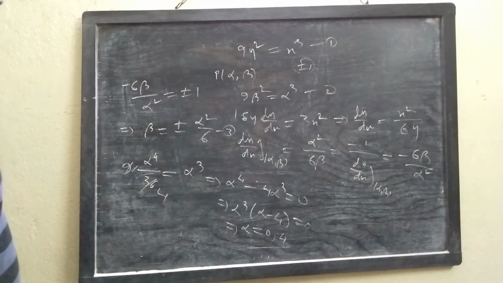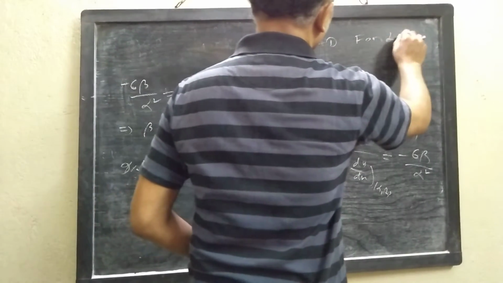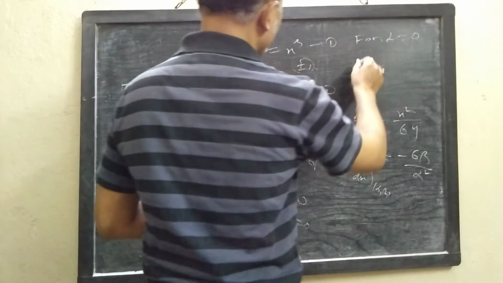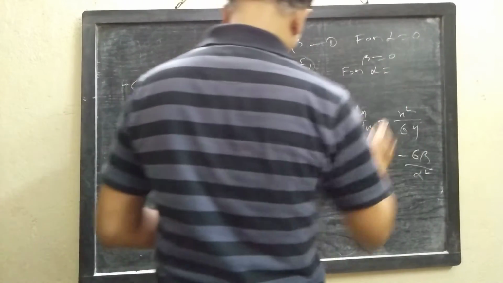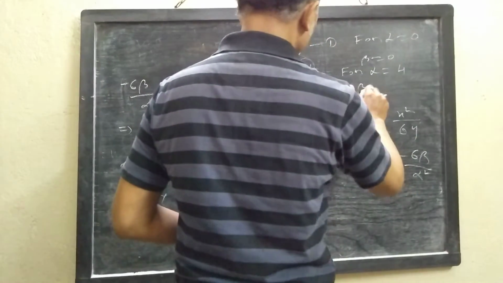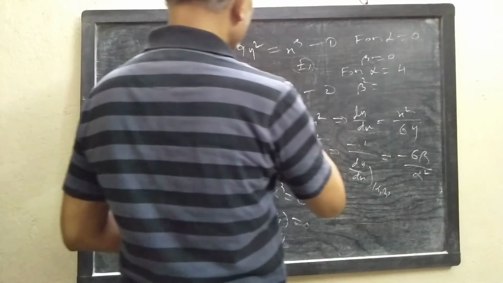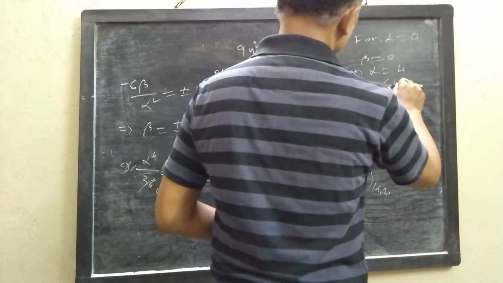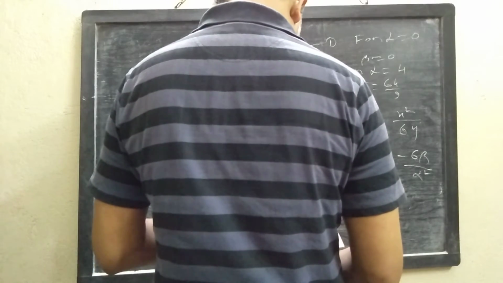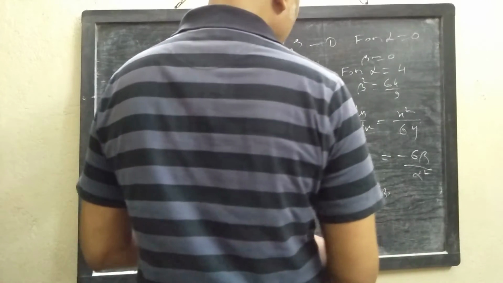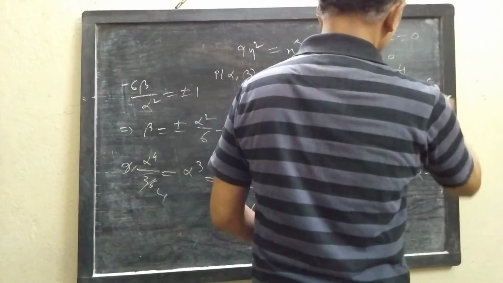Now, for alpha equals 0, you get 9 beta square equals 0, so ultimately beta equals 0. And for alpha equals 4, beta square becomes 64 by 9. So beta will be plus minus 8 by 3.